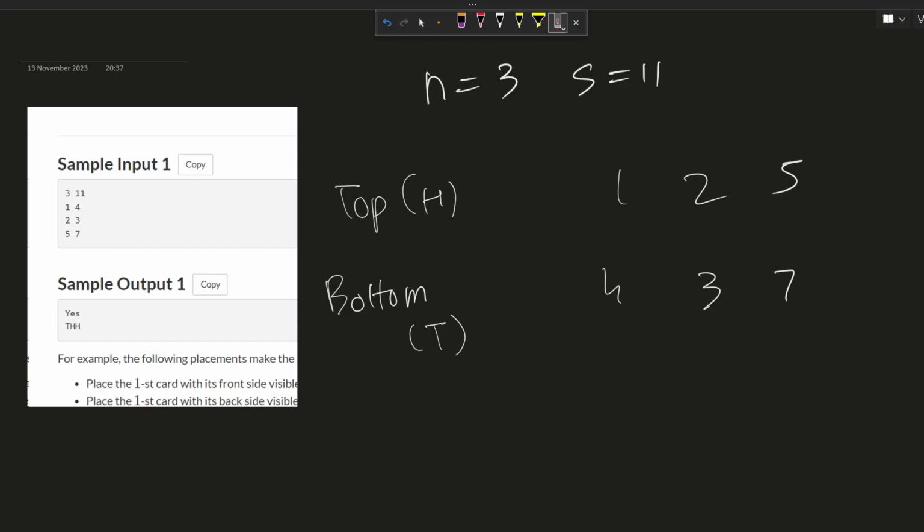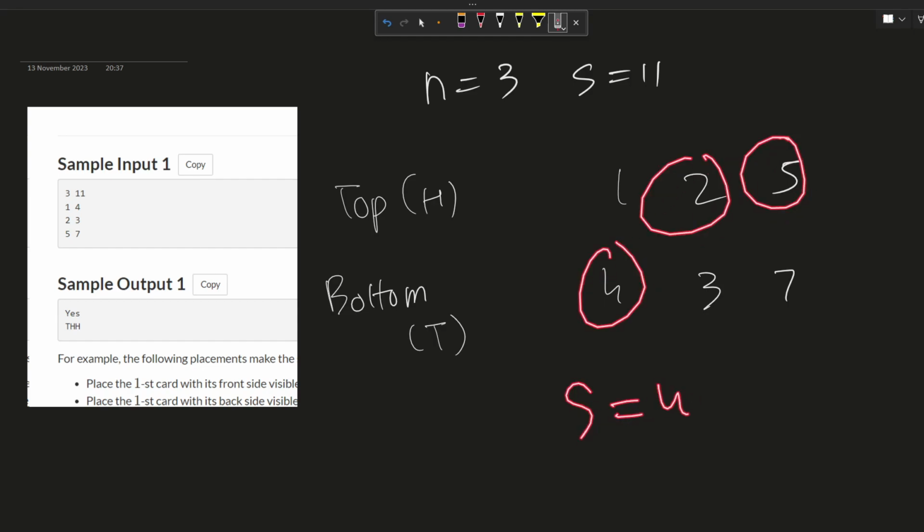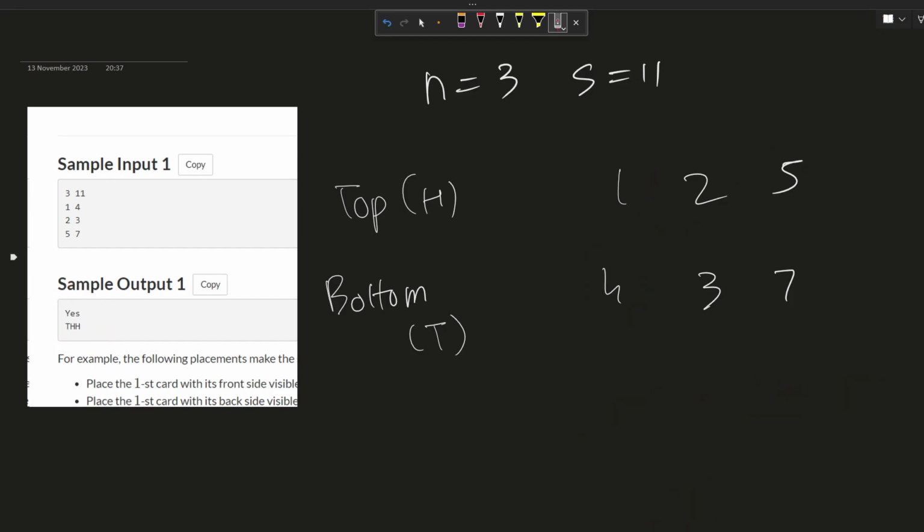Another such arrangement is the first card with its bottom integer visible and the second and third cards with their top integers visible. So again here we get a sum of 4 plus 2 plus 5 equals 11 and the arrangement is denoted by THH, and that's exactly given in the answer to our sample input. So if there are multiple arrangements possible, we can just output any of them.